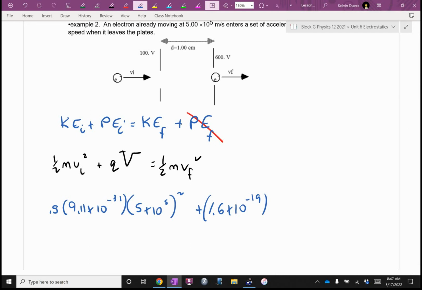How high did we start? 100. How high did we end? 600. What did we travel through? How much? This is why they often call it a potential difference, the change in voltage. This is why technically this is always a change. And so we would say it's traveled through 500 volts. That equals 0.5 mv squared, or a half mv squared.